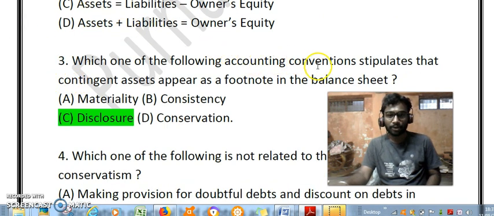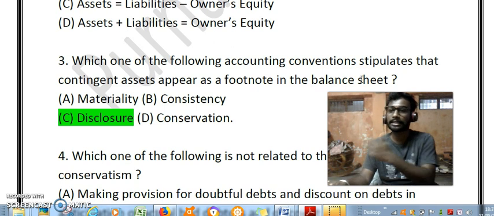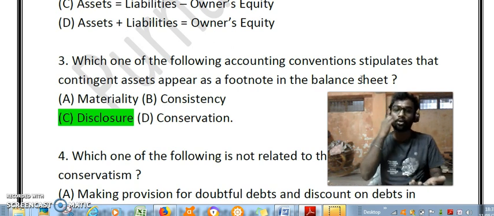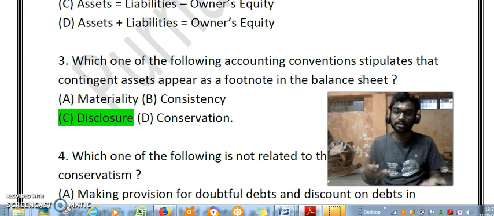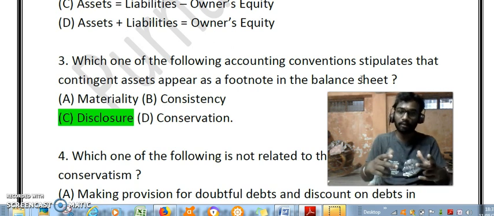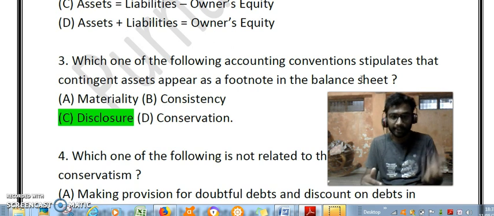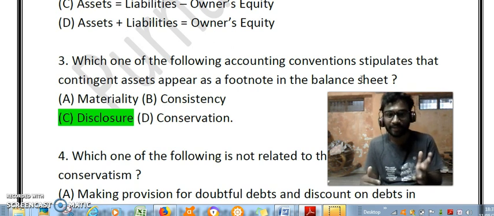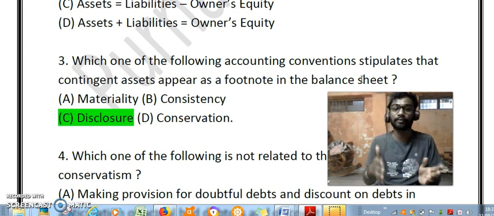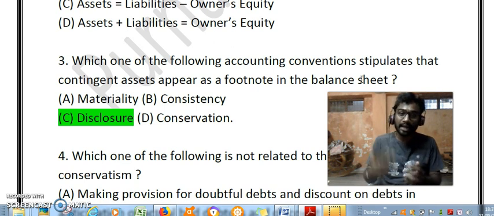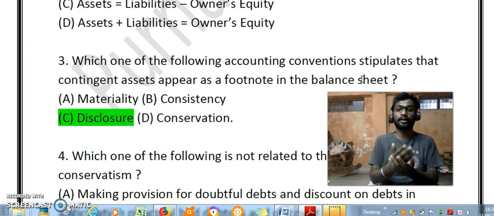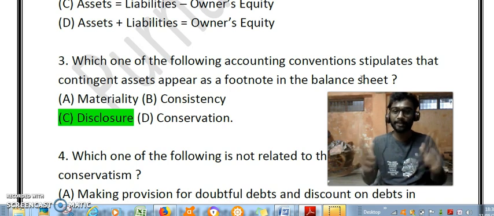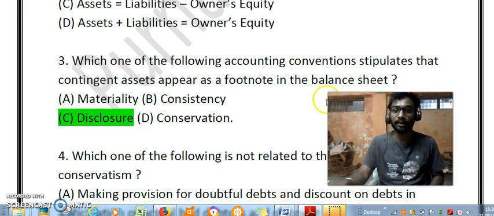Which one of the following accounting conventions stipulates that contingent assets appear as a footnote in the balance sheet? A footnote in the balance sheet speaks about disclosing, right? The disclosure convention speaks about disclosing all the facts related to the balance sheet items. So the answer is option C. According to the convention of disclosure, any contingent assets should appear as a footnote in the balance sheet.